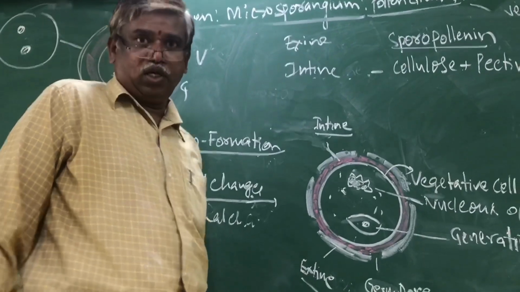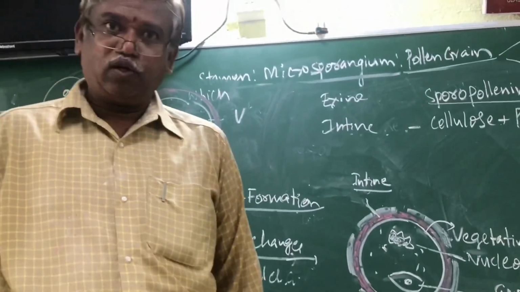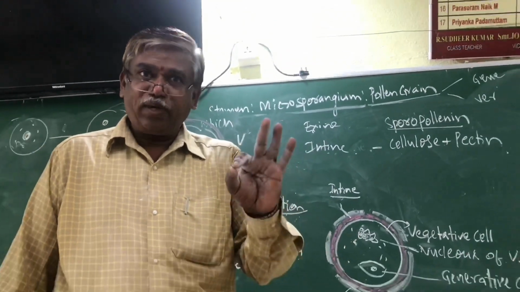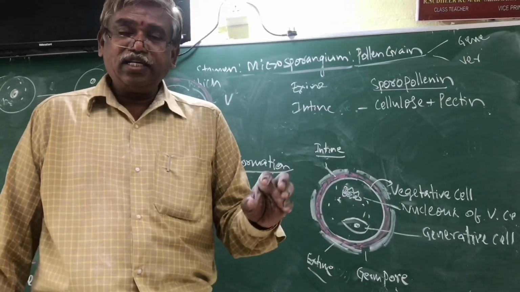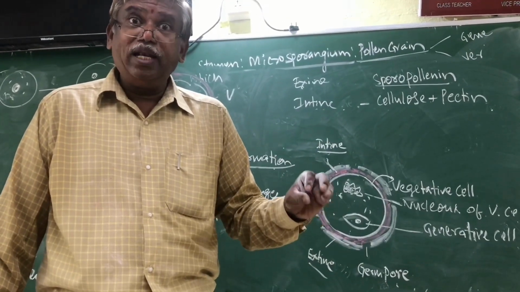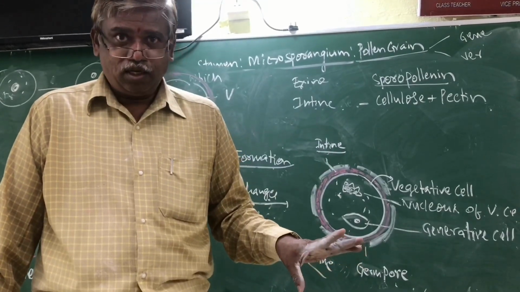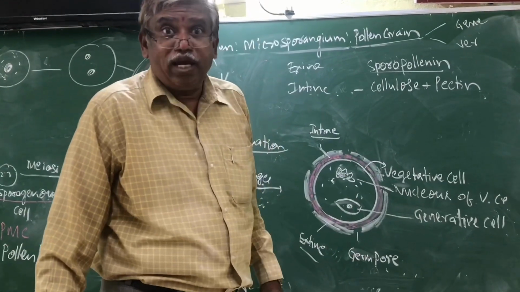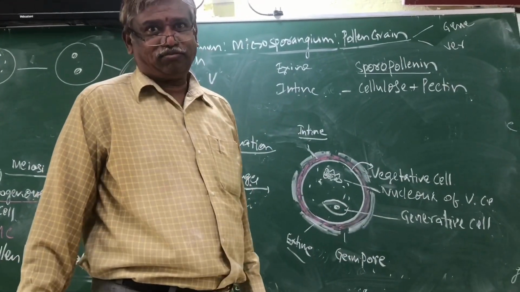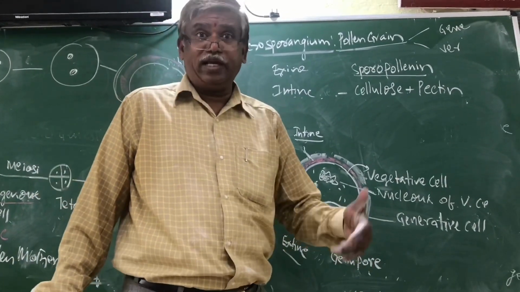Now this is about the structure of the microspore. The microspore is spherical in shape. The size may be 20 to 50 micrometres. Right? The pollen grain is called the male gametophyte. Why is it called the male gametophyte?